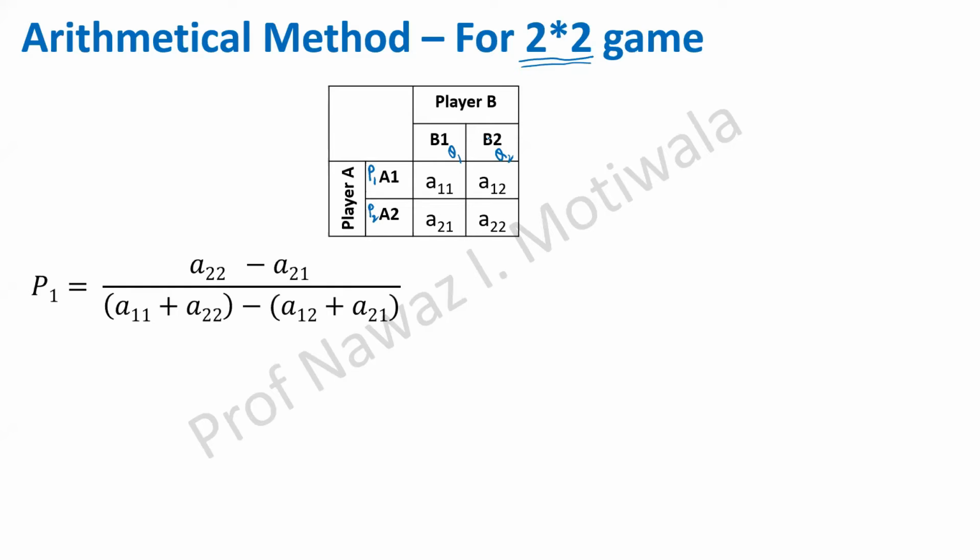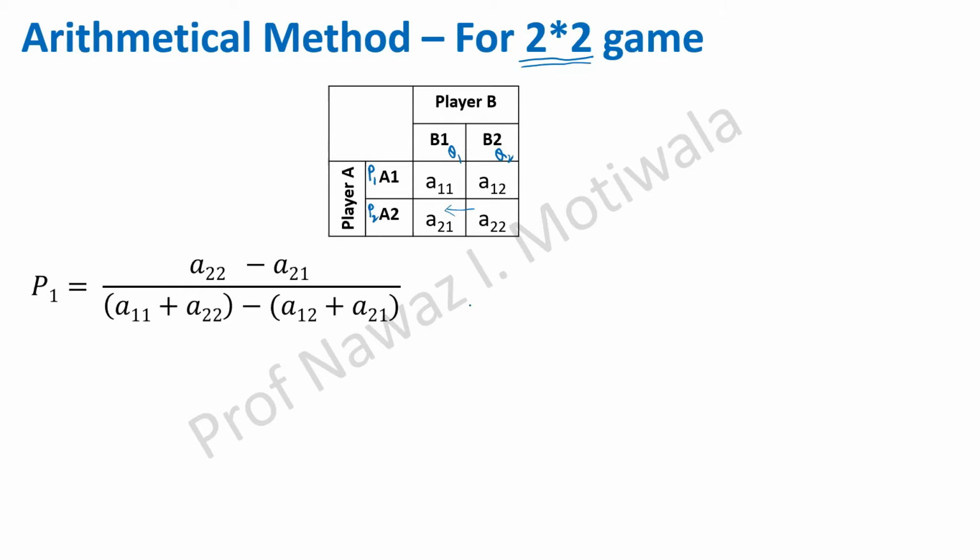So for P1, the formula is like this. This formula you have to remember. A22 minus A21. This has to be subtracted, these two values. A22 minus A21 divided by, if you can see, it is a determinant. Normally, how you solve determinant? A11 into A22. So in place of the multiplication, it is a positive sign. That's it. Only this is the difference.